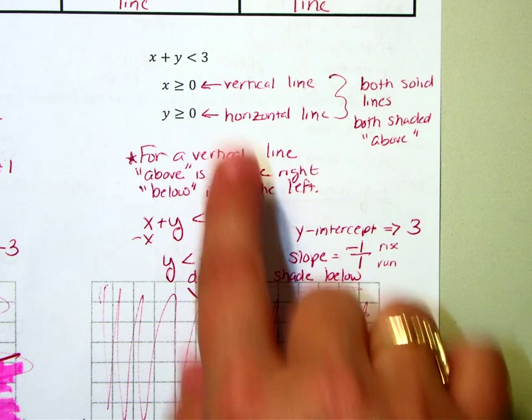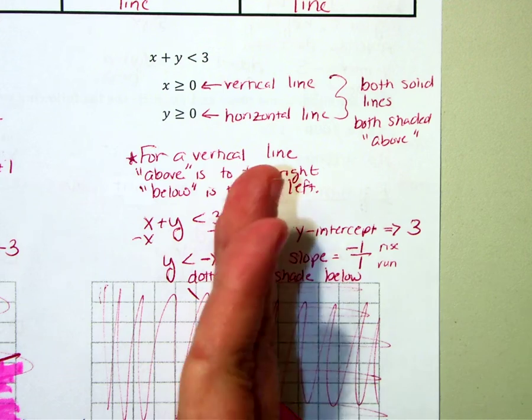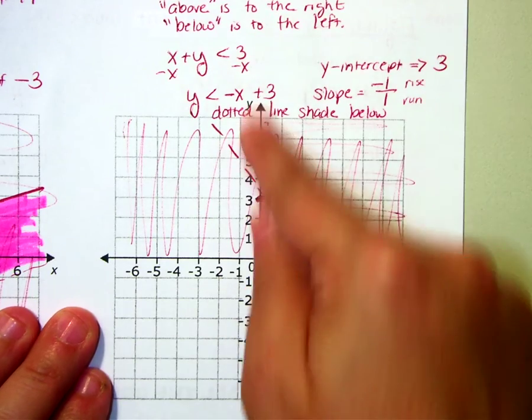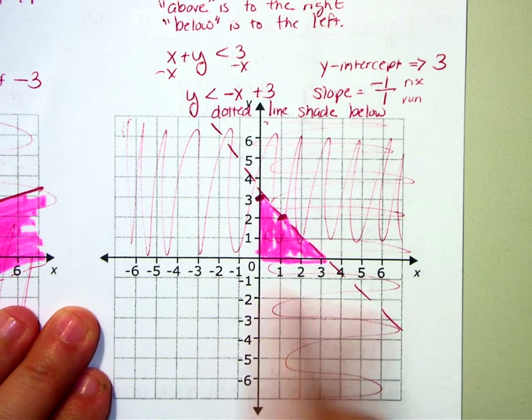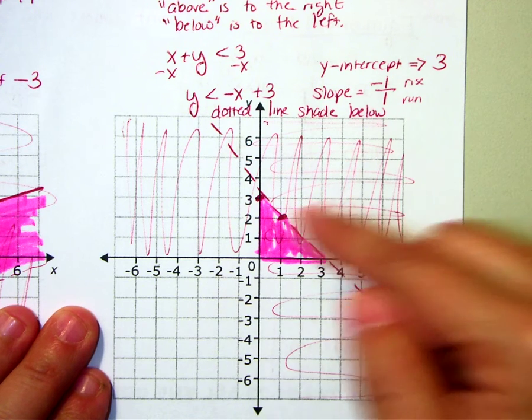And then I have this lovely point right here. Here's my positive 3. And from here I rose a negative 1, which means I went down 1, and then I went to the right 1. This is a dotted line. And this one I think I shaded a different way.